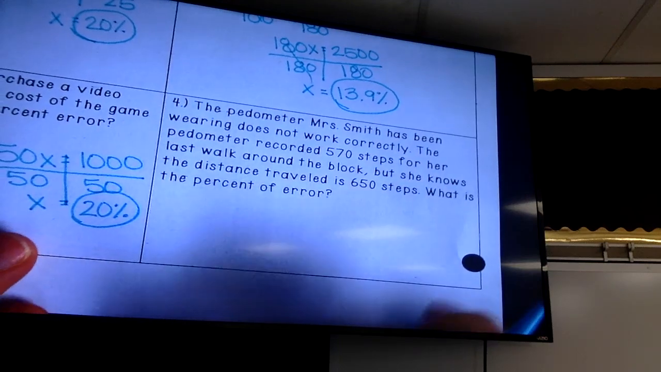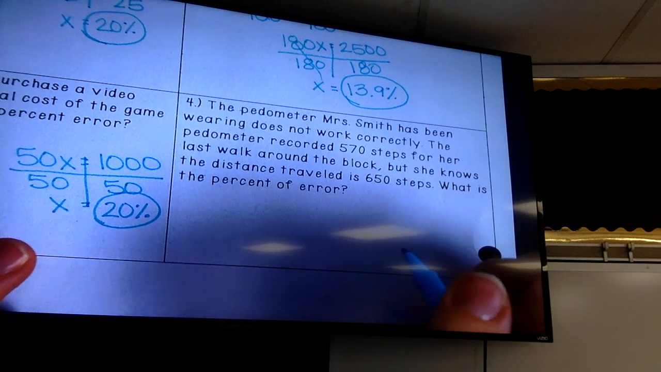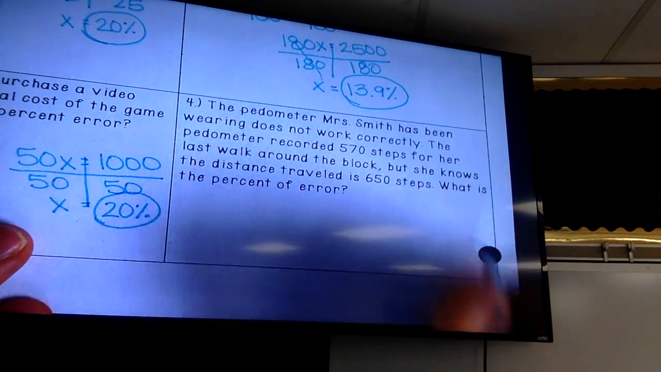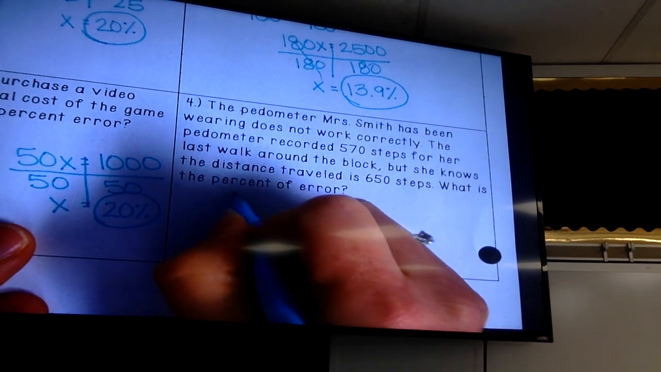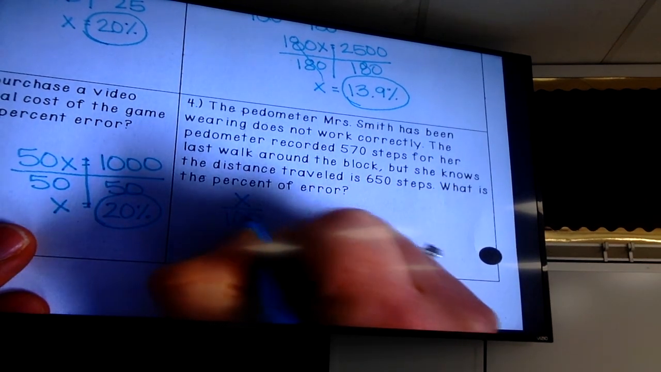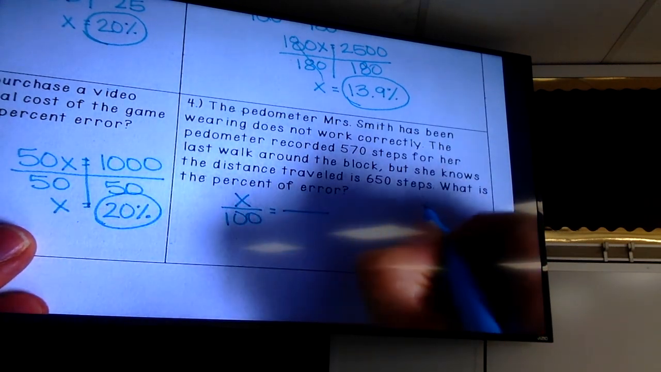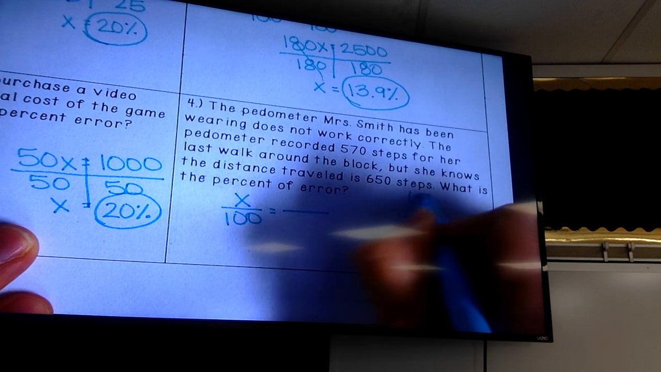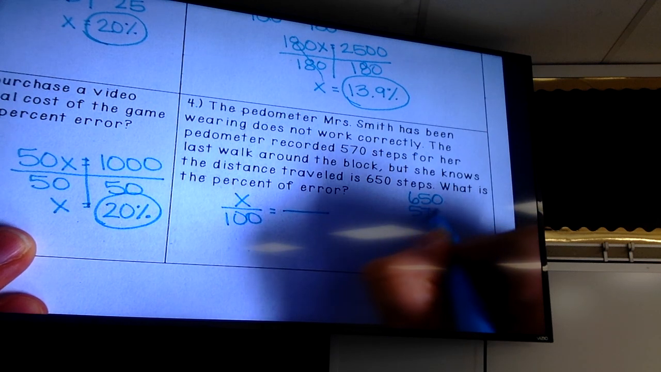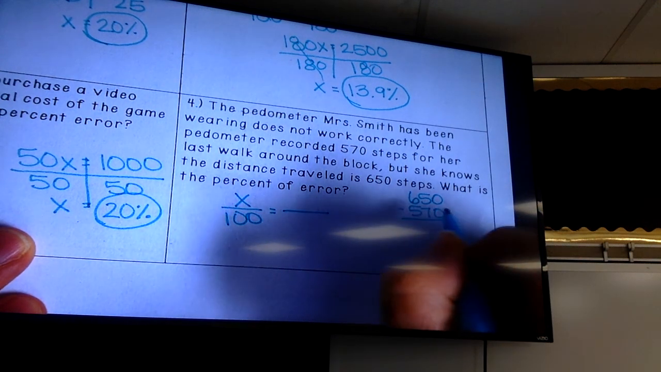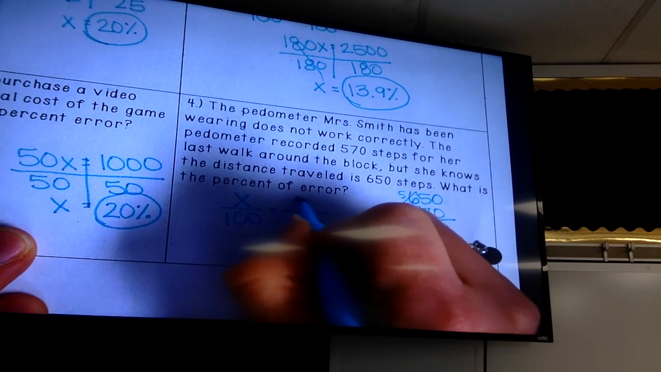Last one. The pedometer Mrs. Smith has been wearing does not work correctly. The pedometer recorded 570 steps for her last walk around the block, but she knows the distance traveled was 650. What is the percent of error? Okay, we're trying to find the percent. So we're going to put that over 100. First, we need to figure out how much was it off. So she knows because she counted her steps that she took 650 steps. But the pedometer said 570. So we're going to subtract there. So we know that the amount of error was 80 steps.